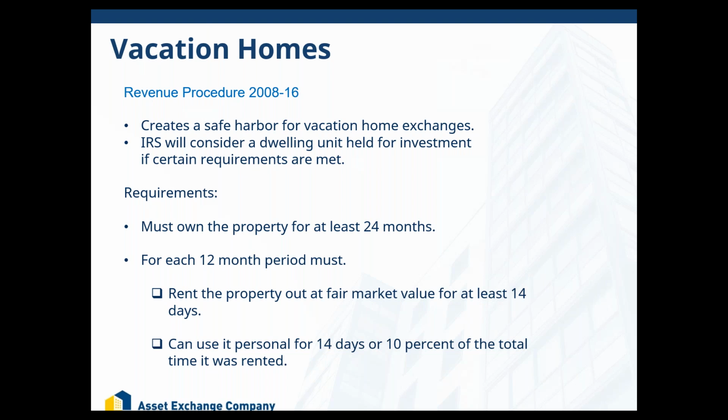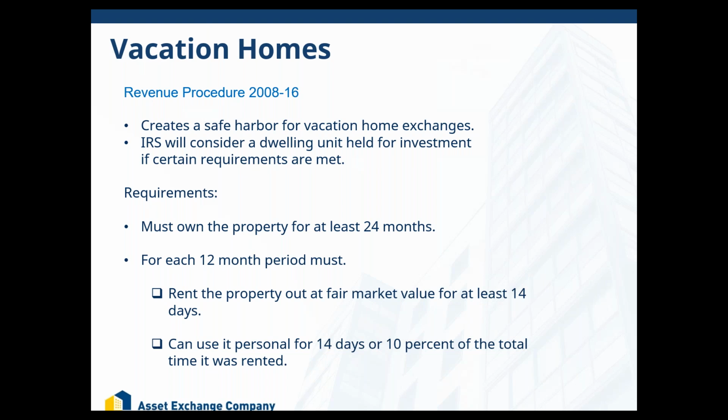And the first requirement I've already given everybody, you must own that property for a minimum of 2 years or 24 months. Now, for every 12-month period of ownership, you must rent that property out for a minimum of 14 days at fair market value. Okay, now you can use it for some personal use. Okay, you can actually use it for personal use for every 12-month period of ownership. You can use it for 14 days personal use or 10% of the total time that it was rented during that 12-month period.